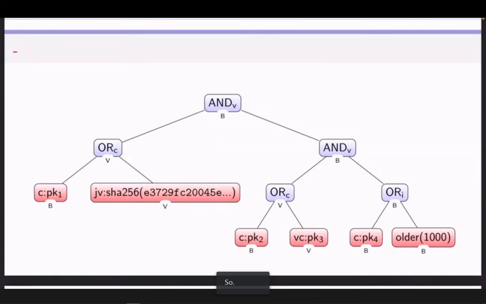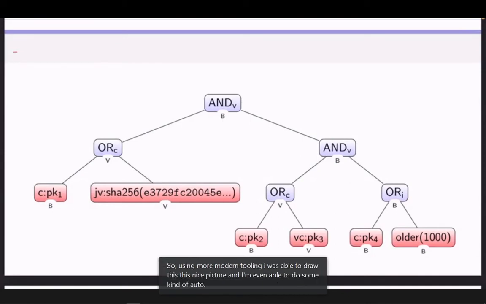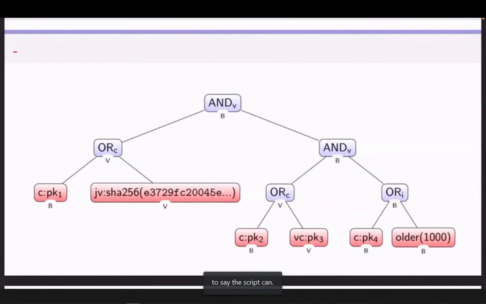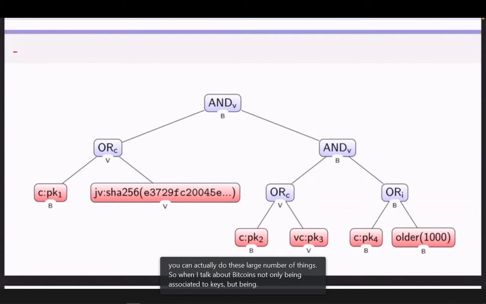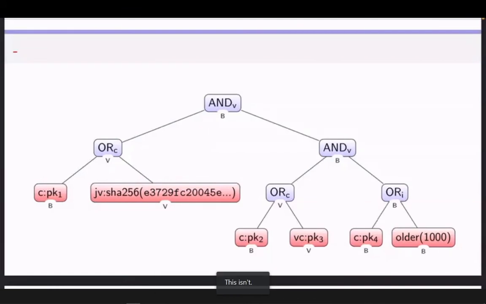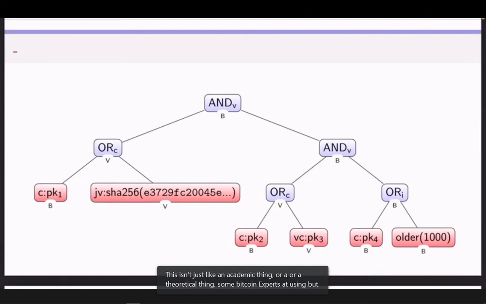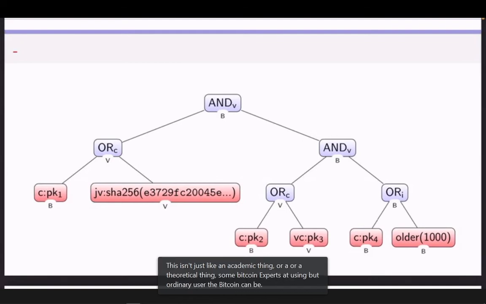So using more modern tooling, I was able to draw this nice picture, and I'm even able to do some kind of automated analysis. And in other talks, including ones that I've done at FCAT, I've gone into more detail on this, but for now, I'm just going to say the script can do a good number of things. And increasingly there's tooling available so that you can actually do these large number of things. So when I talk about Bitcoin not only being associated to keys, but being associated to multi-party protocols or complex spending policies, this isn't just an academic or theoretical thing that some Bitcoin experts are using, but ordinary users of Bitcoin can't be expected to care about.